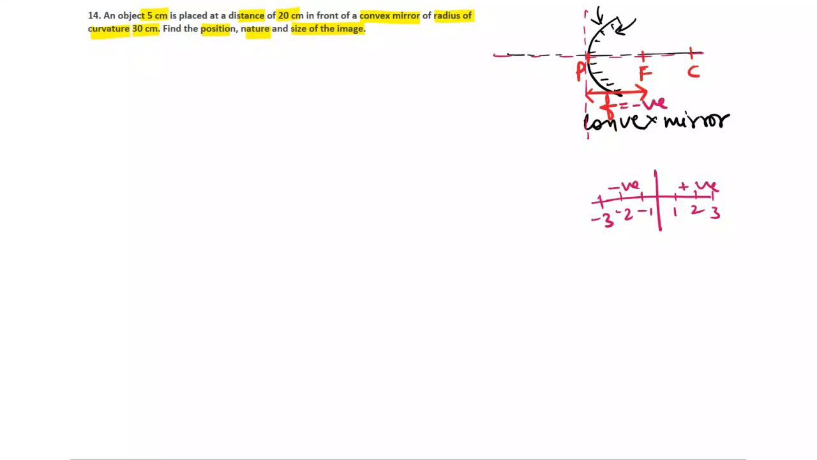Now let's write what is given in this question. First it is stated that the object is 5 centimeter. 5 centimeter is the height of the object. So we can write the height of the object, which we denote as HO. The value is 5 centimeter.